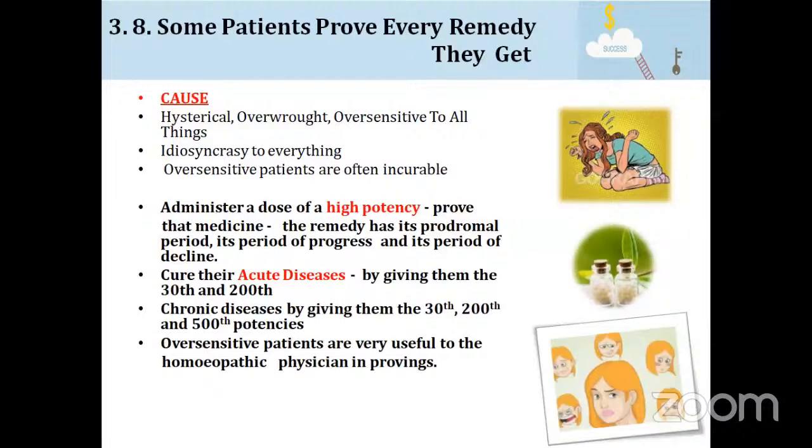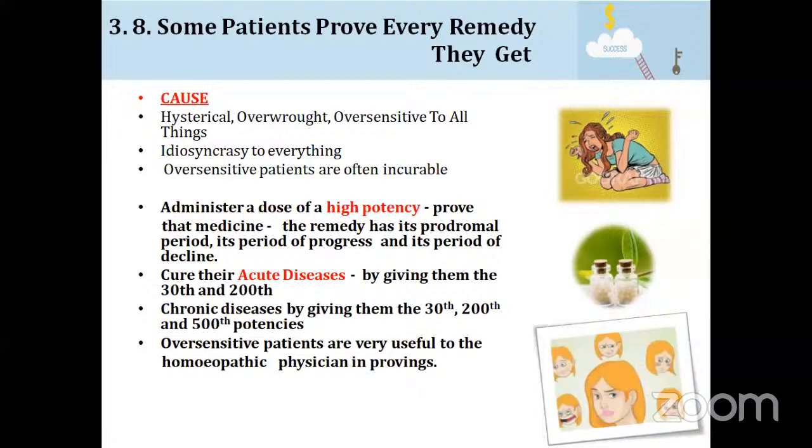So, how to cure their acute diseases? We can cure their acute diseases by giving them the 30th and the 200. And in chronic disease, Dr. Kent says that we can give them the 30th, 200, and the 500 potencies. But now we are not used to this 500 potency. Maybe at the time of Kent, it was there. But we just go for 30, 200, 1M, 10M like that.